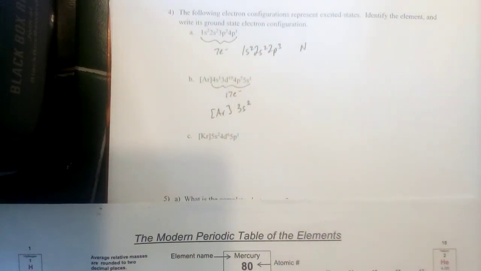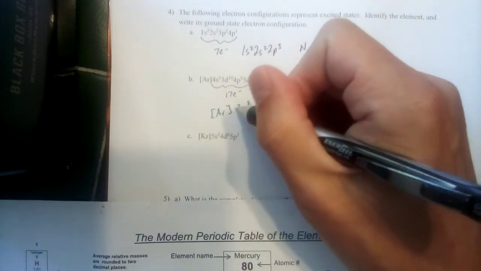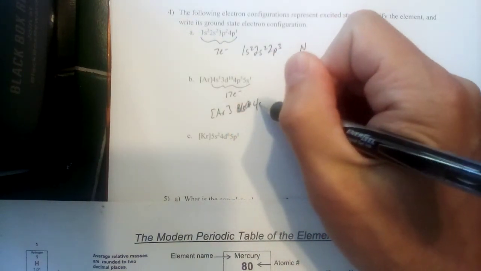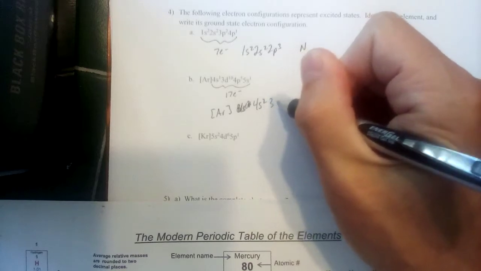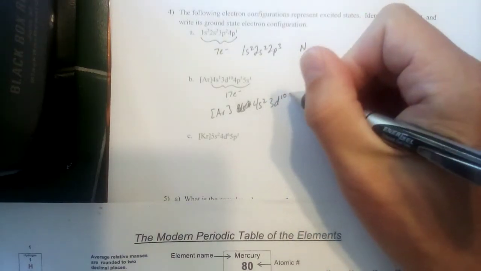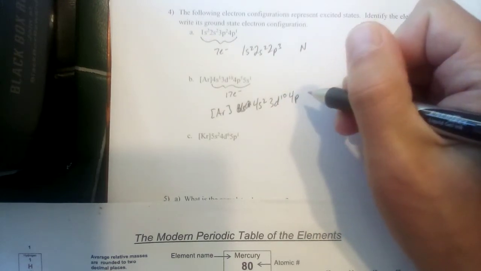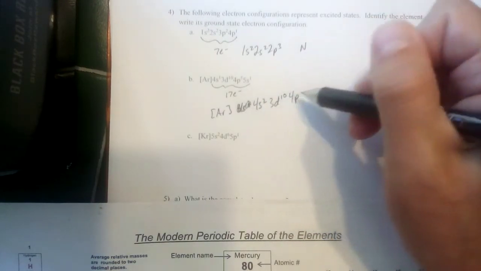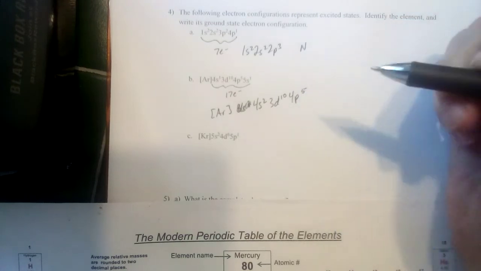Let's see. Actually, nope, I'm counting wrong. It's 4s. 4s2. Then the 3d, which could hold 10, right? And then we would hit the 4p, which could hold the remaining 5 electrons. If we already did 12 there, that would be 5.